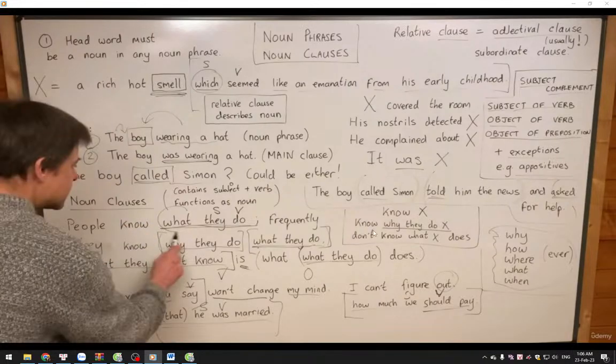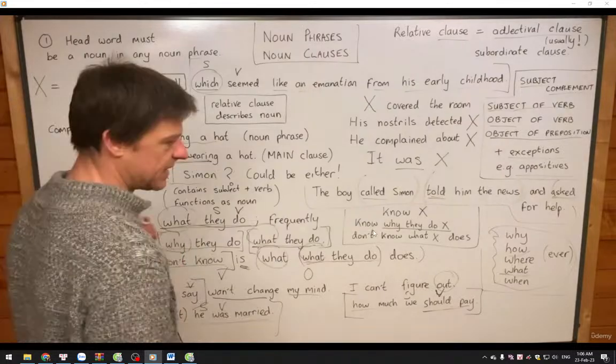What, why, and what. So what is very often in noun clauses. You can have how as well, like I can't figure out how we got here, I can't figure out how much we should pay, so how or how much. And you also have where and when, very often in these noun clauses.